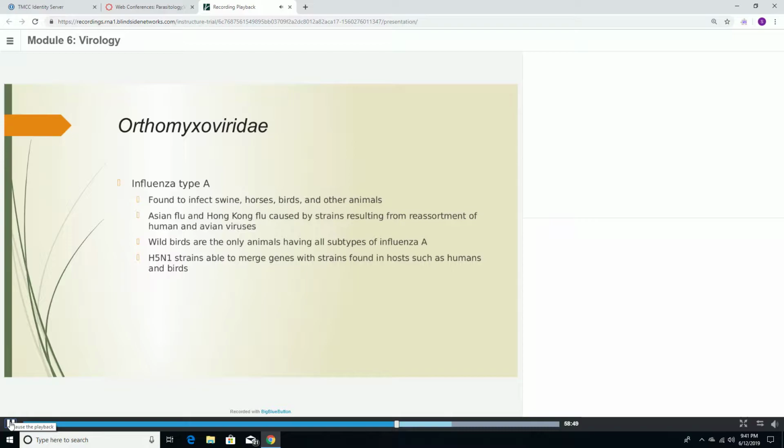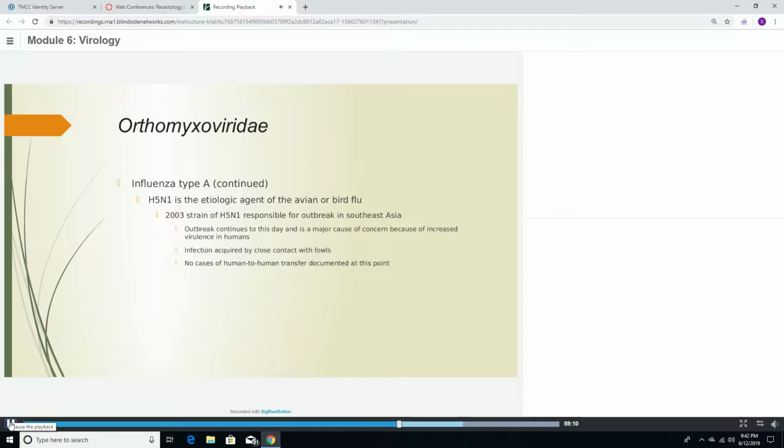Influenza type A is found to infect swine, horses, birds, and other animals. Asian flu and Hong Kong flu were caused by strains resulting from reassortment of human and avian viruses. Wild birds are the only animals having all subtypes of influenza A. H5N1 strains are able to merge genes with strains found in hosts such as humans and birds. H5N1 is the etiological agent of the avian or bird flu.